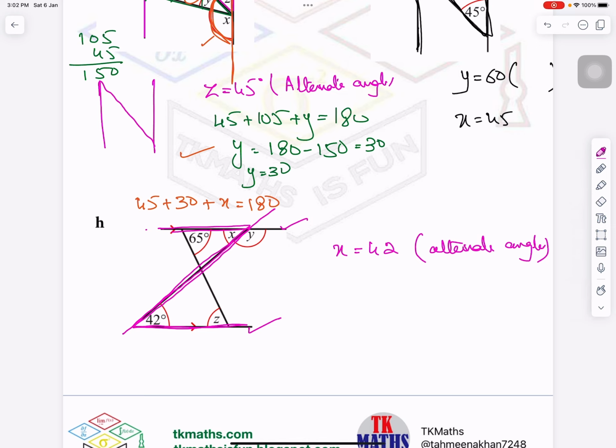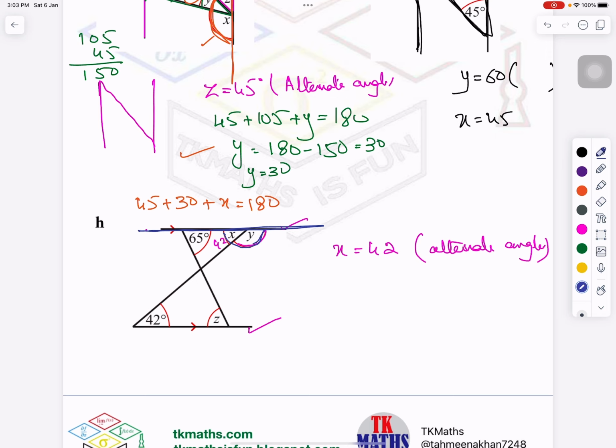Now come to now, this is 42. So y is very easy now. Why is it easy now? Tell me. Because you see the straight line. What is the straight line? This one. Straight line, right? A straight line has 180 degree.